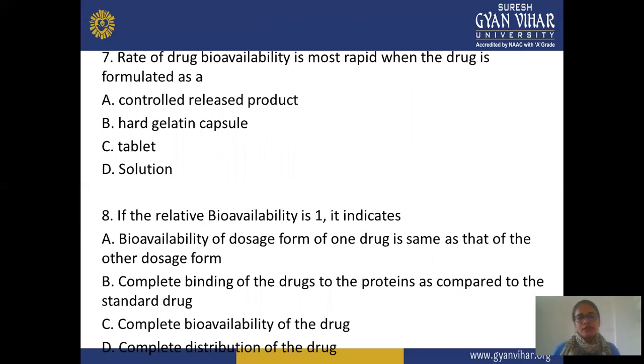Next, the seventh question: the rate of drug bioavailability is most rapid when the drug is formulated as, and more bioavailability is observed when you change your formulation. A is the drug formulated as a controlled release product. B is a hard gelatin capsule. C is tablet. D is solution. The eighth question is relative bioavailability. We already discussed relative bioavailability. If FR is one, it indicates A, bioavailability of one dosage form of a drug is the same as that of the other dosage form. B is a complete binding of a drug to protein as compared to another standard drug. C is a complete bioavailability of a drug. D is a complete distribution of the drug.